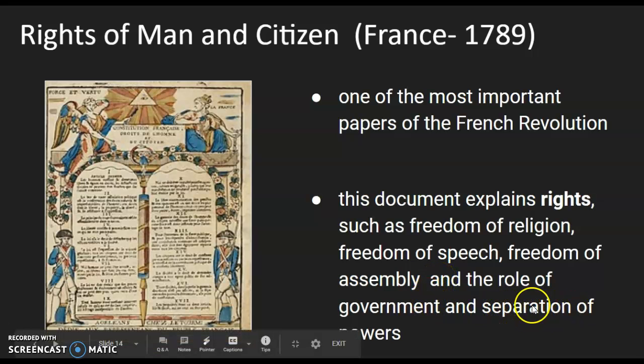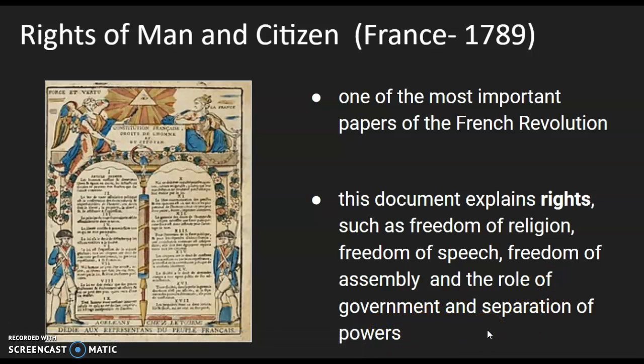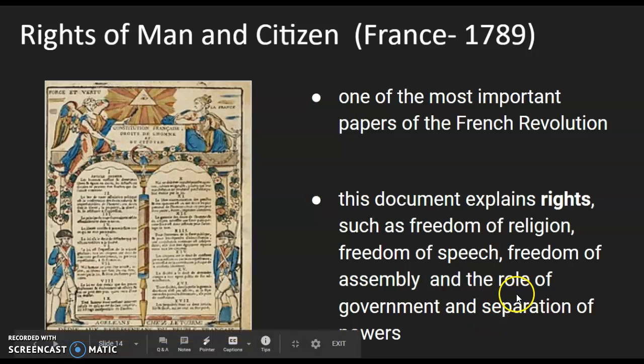And they also talked about a separation of powers, which is having different branches that had different powers and different responsibilities to keep government balanced.